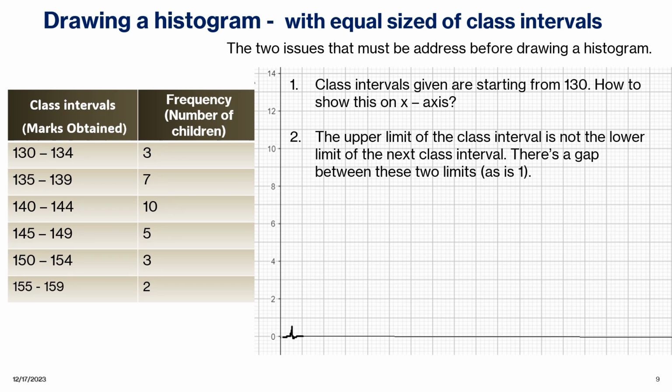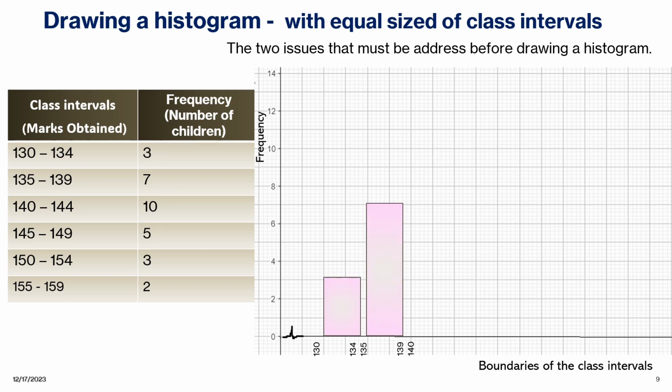The second issue is the upper bound of the previous class interval is not the lower bound of the next class interval. There is a gap between the upper limit of the previous class interval and the lower limit of the next class interval. If we draw a histogram with this gap, it is actually not a histogram. Can you see? We learned there is no space between two consecutive rectangles in a histogram. So we need to address this issue. Then we'll find a way to remove this gap between the upper limit of the previous class interval and the lower limit of the next class interval.